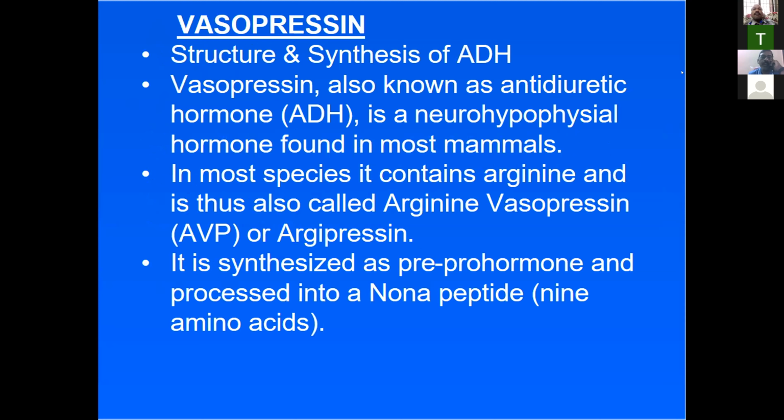And the first one is vasopressin, as we know. Its structure and synthesis: vasopressin is otherwise known as antidiuretic hormone. It is a neurohypophyseal hormone which is found in all mammals. Most animals as well as humans have vasopressin, and in most species it is available as arginine, also called arginine vasopressin or argipressin. It is synthesized as a pre-pro hormone, and it is processed into a nonapeptide, that is 9 amino acids.